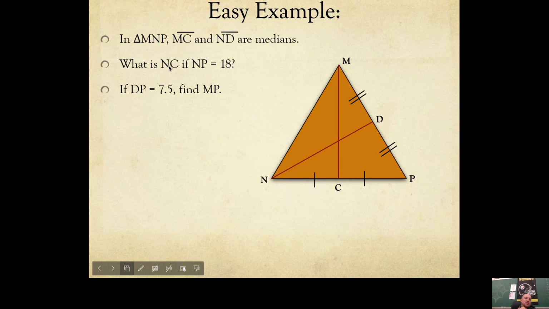What is the distance from N to C? That's this guy. If N to P is 18, so we're going to say that this entire length is 18. How long is it from N to C? It's going to be 9. C is the midpoint because segment MC is a median.